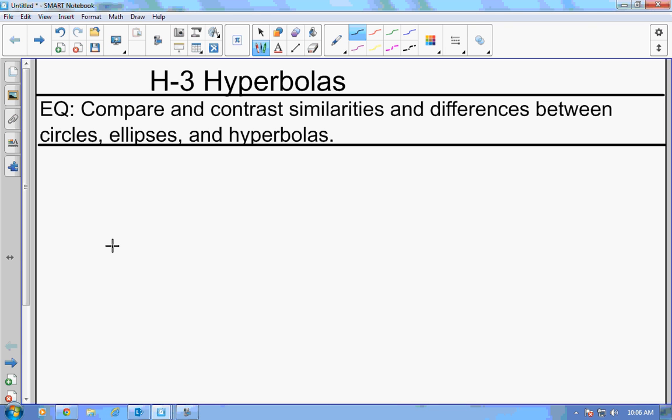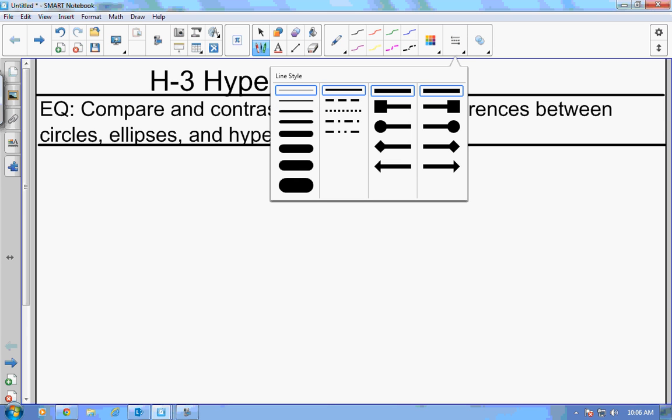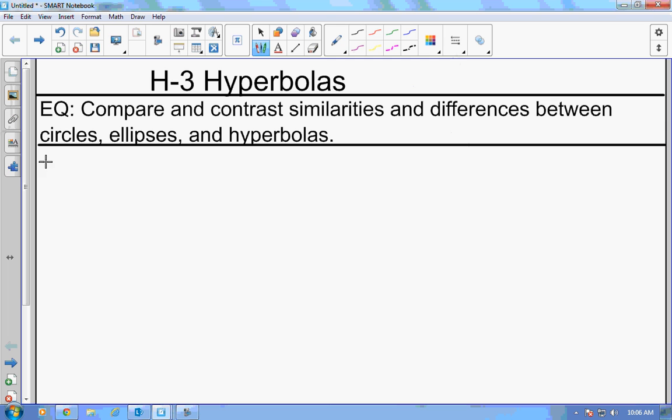Okay, there are still foci, there's still a focal axis, there's still a center, there's still vertices, there's still standard form, there's still chords, but some new things: instead of major axis and minor axis, we have what's called a transverse axis.